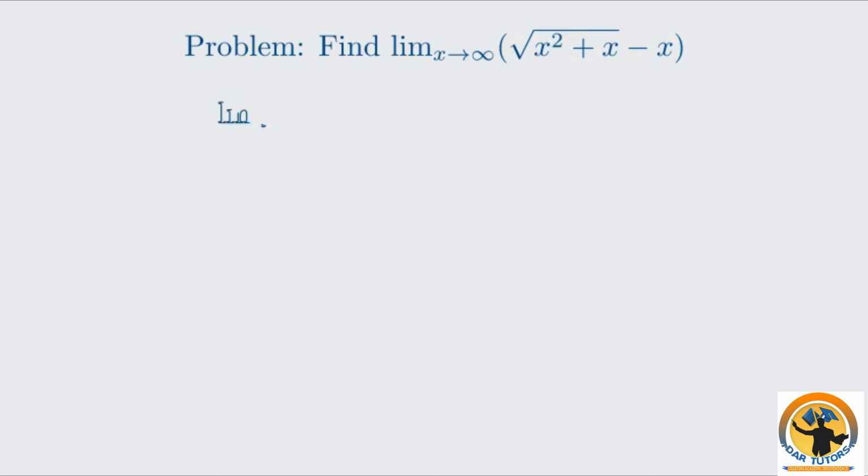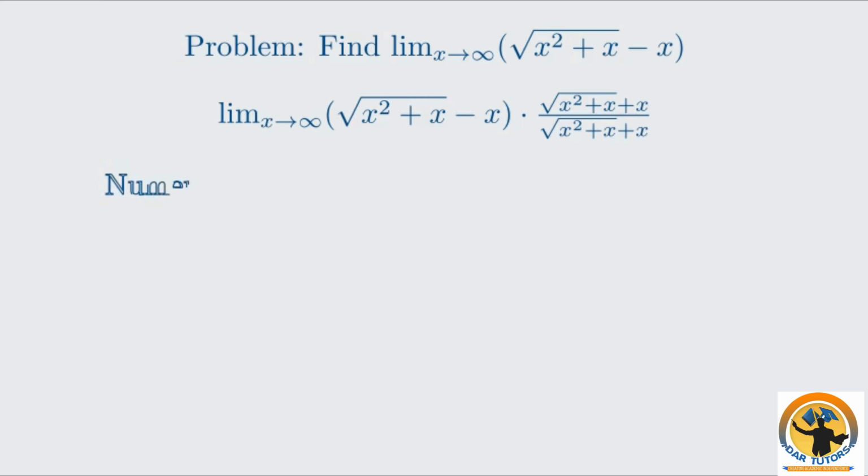The trick is to multiply the expression by its conjugate. The conjugate of the square root of x squared plus x, minus x, is the square root of x squared plus x, plus x. We multiply both the numerator and the denominator by this conjugate. This is of the form a minus b times a plus b, which simplifies to a squared minus b squared. In our case, a is the square root term and b is x.